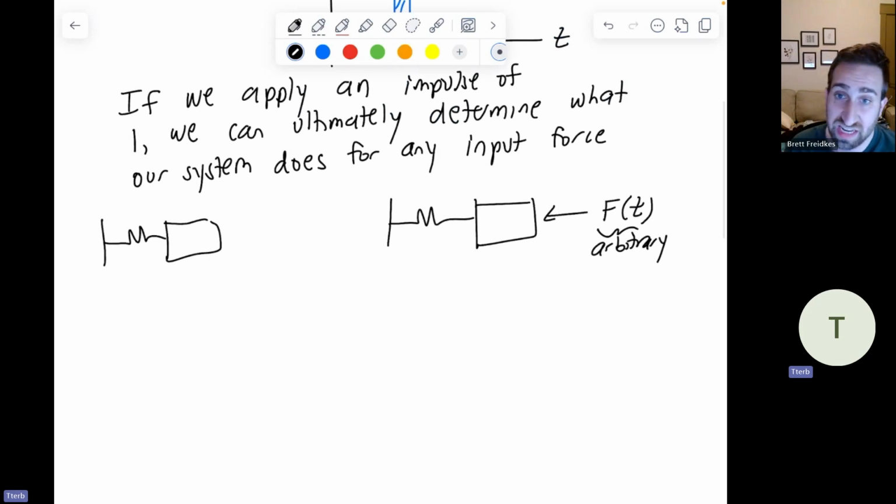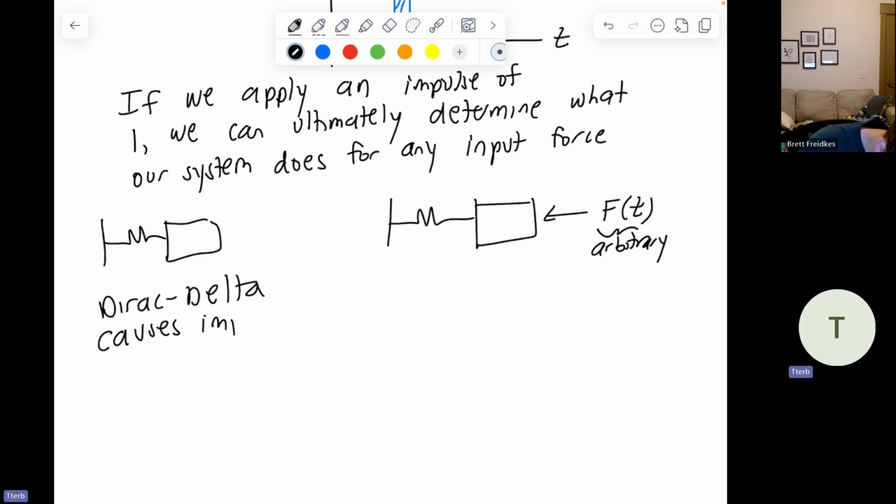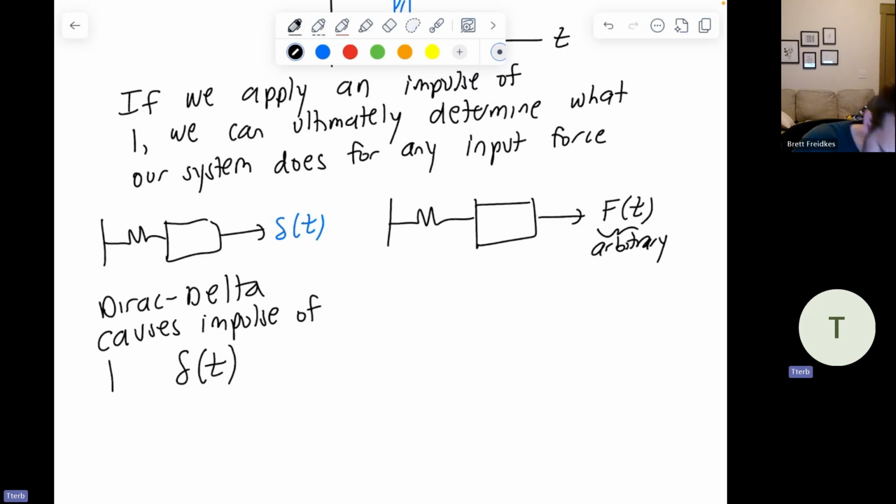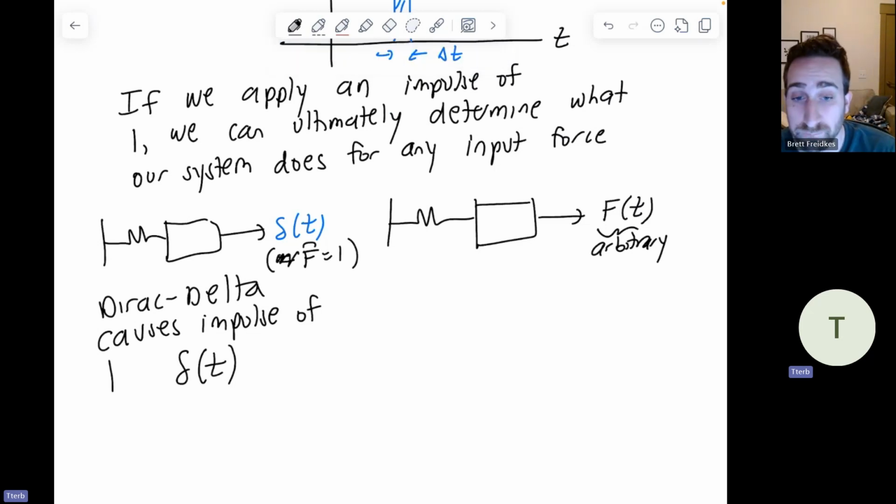Now, the specific thing that causes an impulse of 1 is what's called the Dirac-Delta function. Dirac-Delta causes an impulse of 1. By definition, this is something we need to know. Dirac-Delta is given by delta of t. If I applied delta of t, this is basically equivalent to F hat equals 1. Delta t produces that impulse equal to 1. And that is the specific impulse we care about for our long-term goal of determining any output of the system due to any input force that's arbitrary.